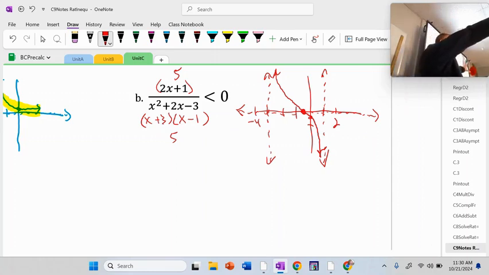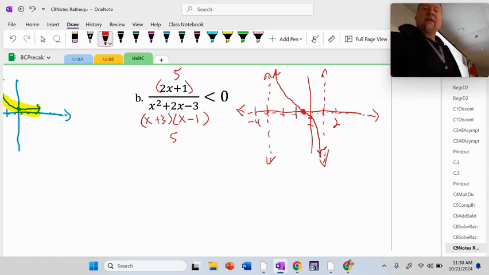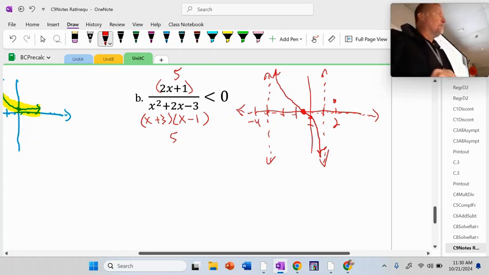Is it positive or negative? Is it positive or negative as an output? Positive. So that means I'm right. By the way, it was 2 comma 1, right? Wasn't that 5 over 5, 1?